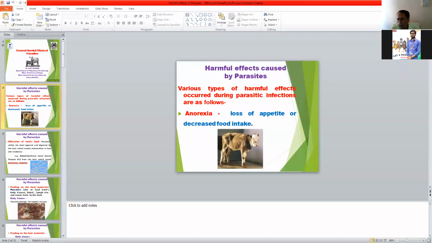क्योंकि यदि पैरासाइट इन्फेक्टेड होस्ट खाना खाना कम कर देगा तो उसका हेल्थ स्टेटस डिक्रीज कर देगा, which ultimately causes loss of body weight, decrease in milk production, draught power capability, as well as reproductive capability of the host. So the first harmful effect is anorexia.